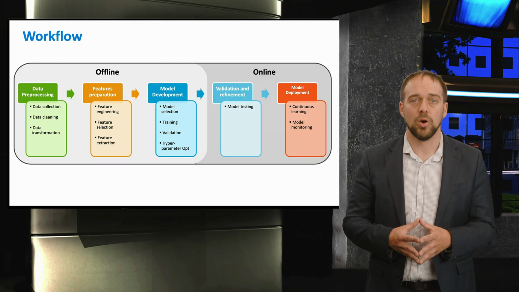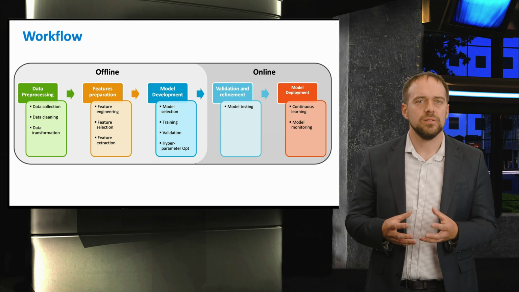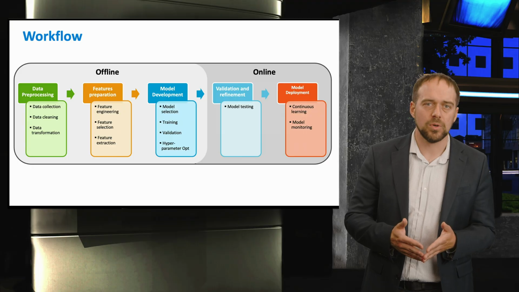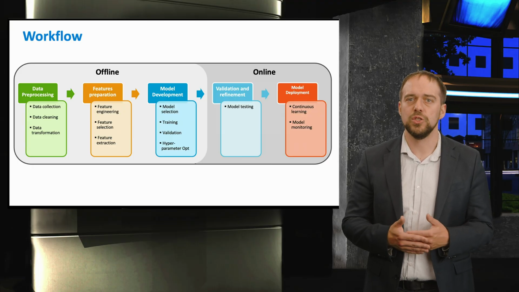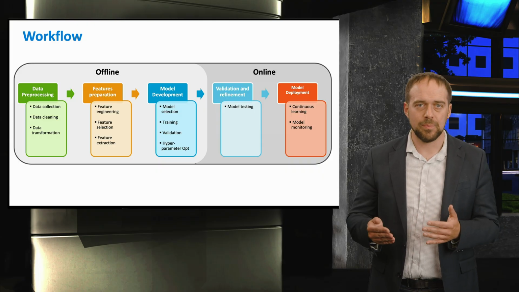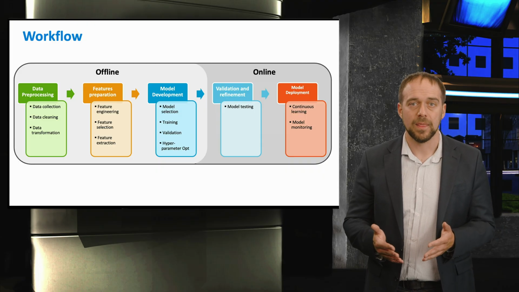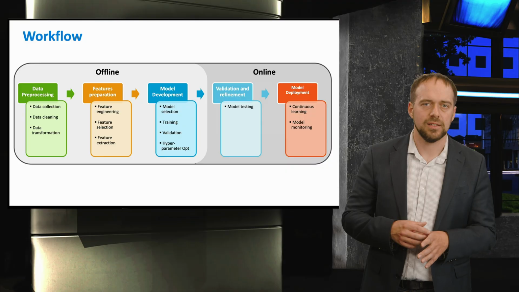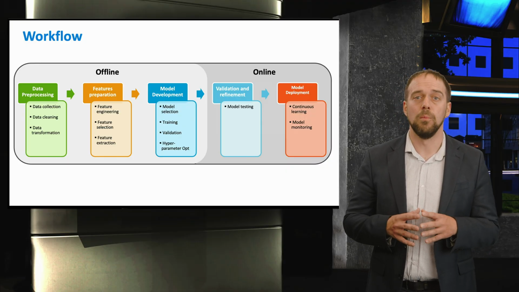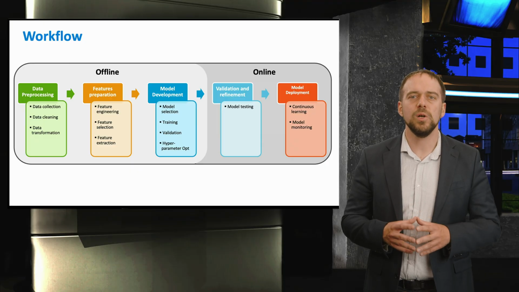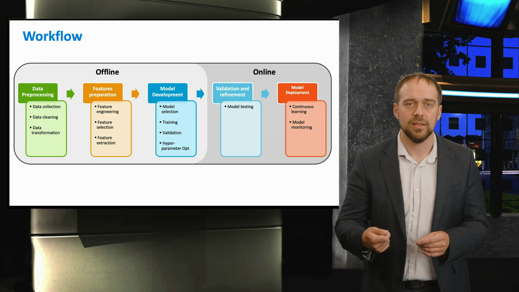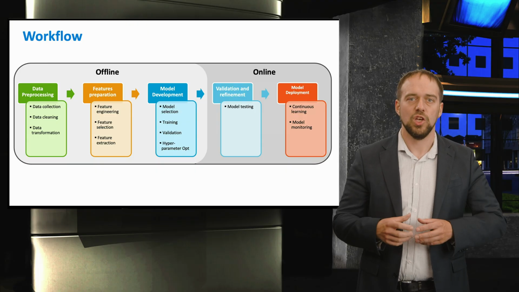The next is the model development. Here, the engineer chooses a model type, trains the model, validates it, and tunes its hyperparameters. The next step is the validation and refinement step. This is where the model is tested and improved based on performance. And then the model deployment. In real-world applications, the model runs continuously and may need monitoring and updates.